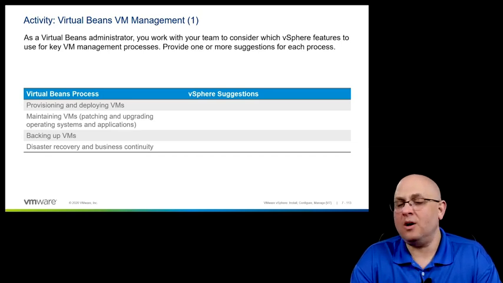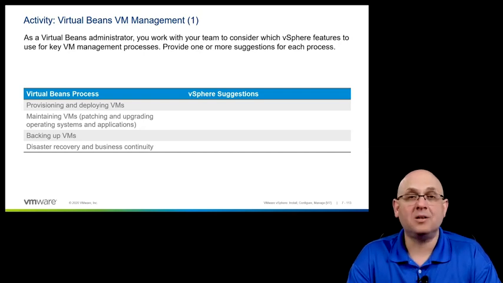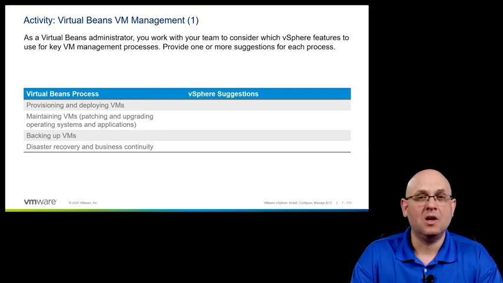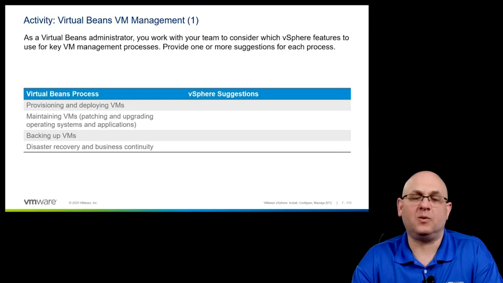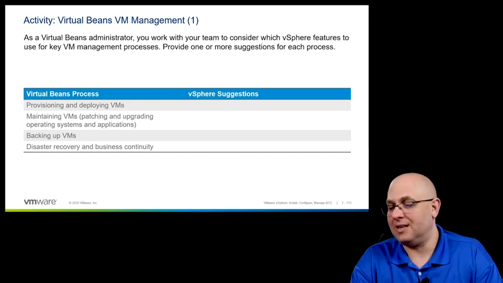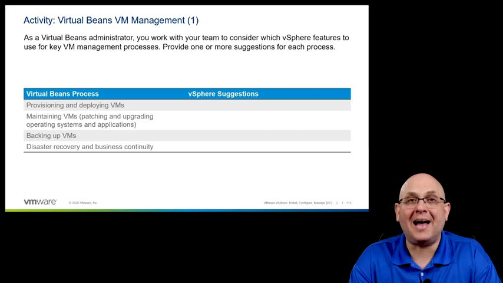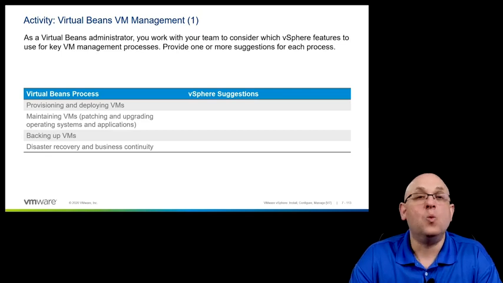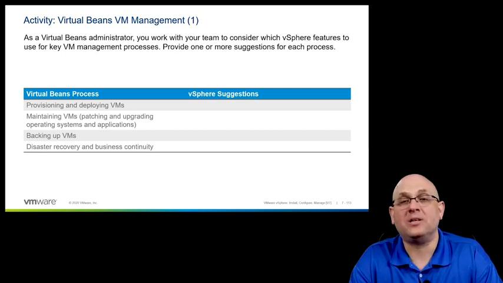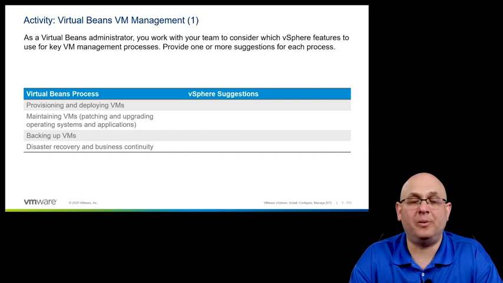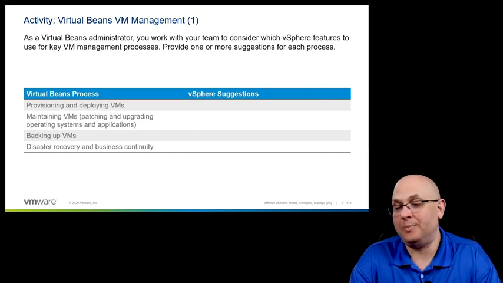So if I want an efficient process for provisioning and deploying VMs, what feature am I going to use? Oh, well, we can use templates, and we can use clones, and we can use content libraries. When we look at maintaining virtual machines and patching those operating systems, we can do that within content libraries, or we can simply take our templates and we can convert them back to virtual machines and manually update them.